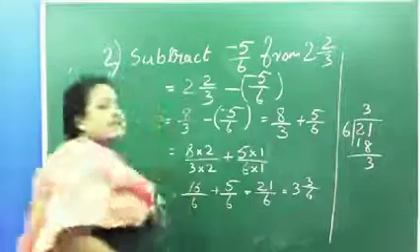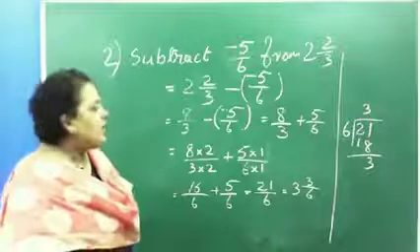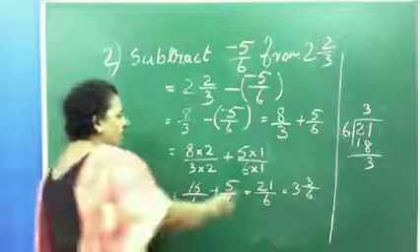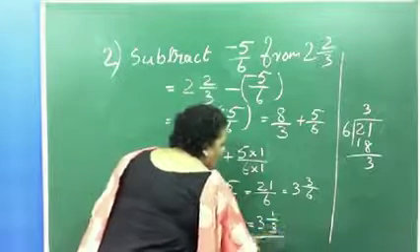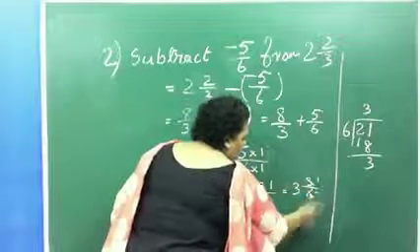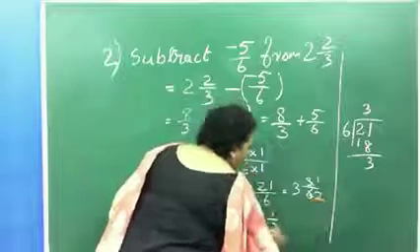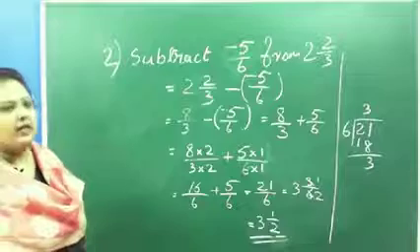Again, 6 and 3, what is common there? 3 is common in 6 and 3. So, we can again reduce and write it as 1 by 2. Here 3 will go one time, here it will go 2 times. So, you can write 3, 1 by 2. I hope you got it.